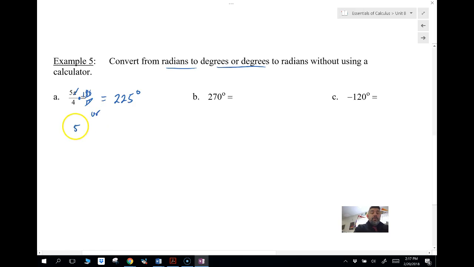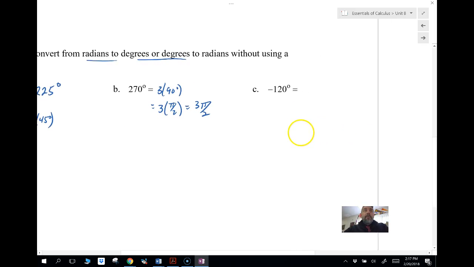Or another way to do it is to do this. 5 times pi over 4, right? Which is 5 times 45. We already know that. 270. Okay, 270 is 3 times 90 degrees. So 3 times 90 degrees is pi over 2. So that's 3 pi over 2. That's easy enough.